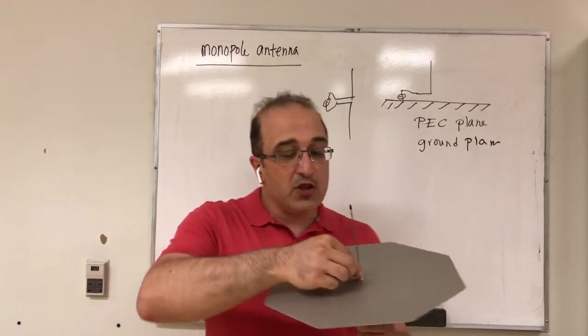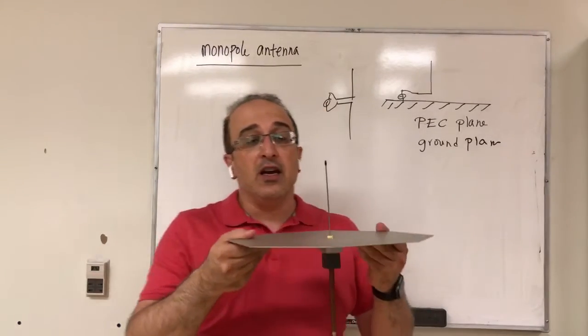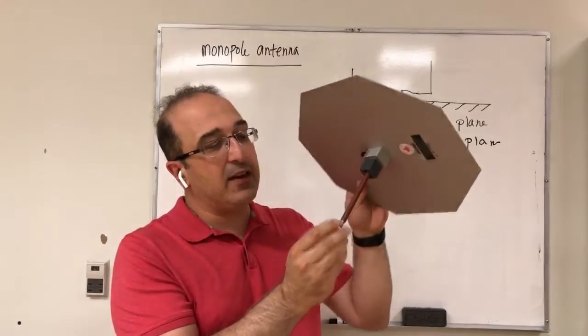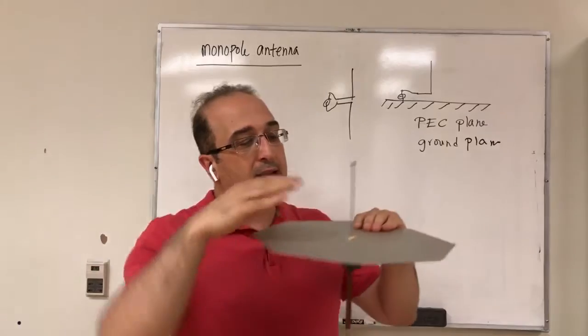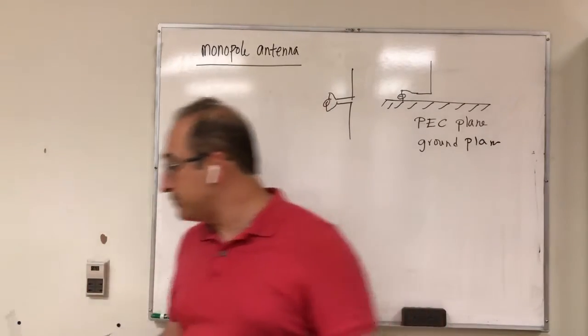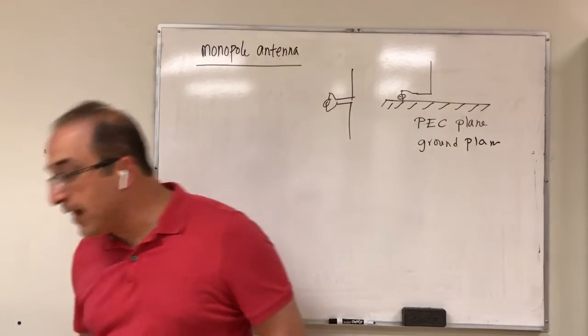So this is essentially one arm, and this is the ground plane. And then we're going to be studying this type of antenna. And then we feed the antenna from here, and then that would be our monopole antenna. You're going to see that later on in the labs.